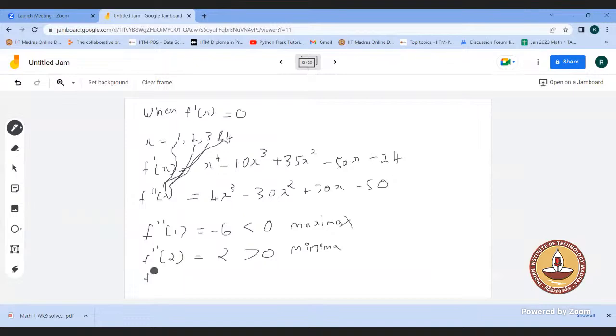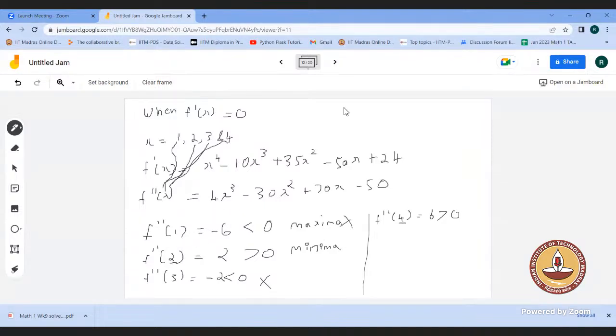So f double dash of 3, what did you guys get? Minus 2, which is less than 0. So we'll not consider this one. So f double dash of 4, what did you get? 6. Yes, sir, it is coming as 6. So it is greater than 0. So 2 and 4 are the points of minimum.